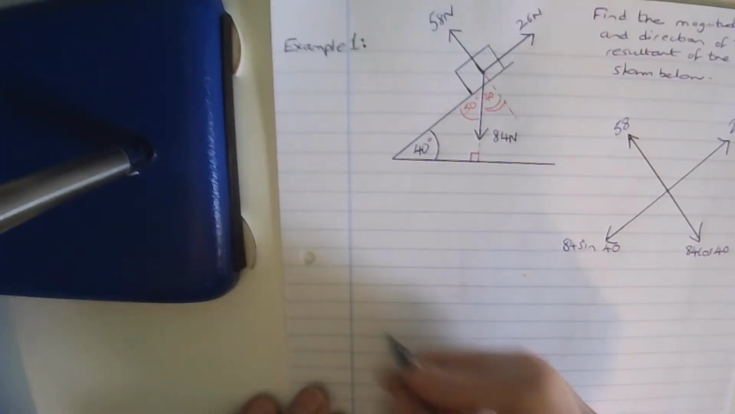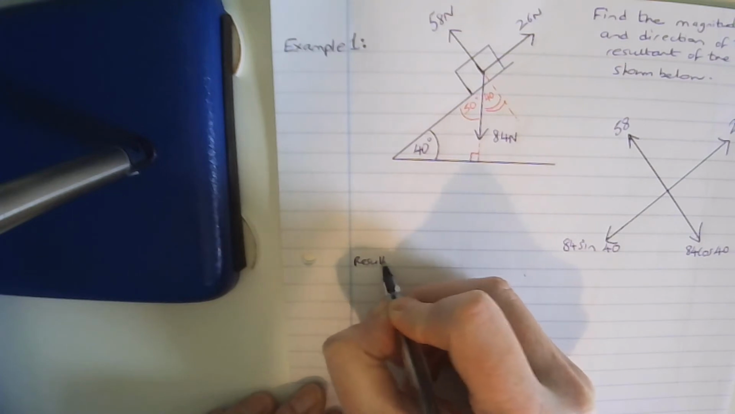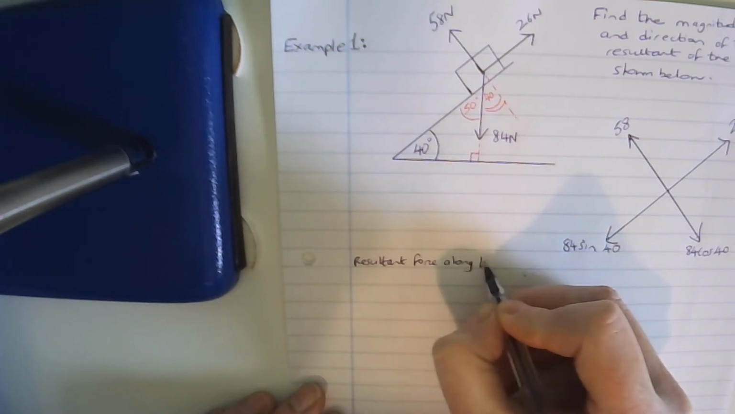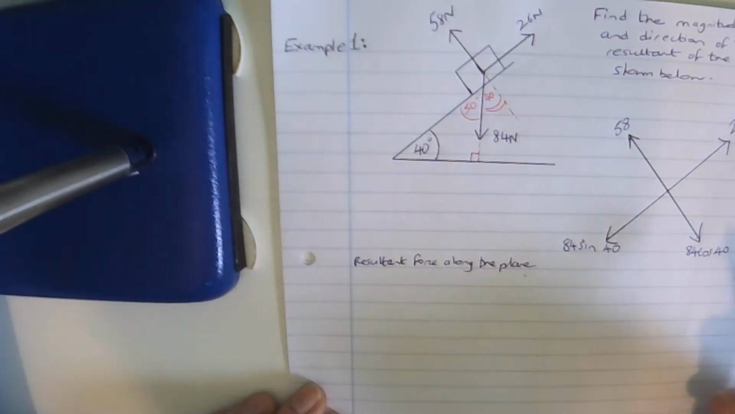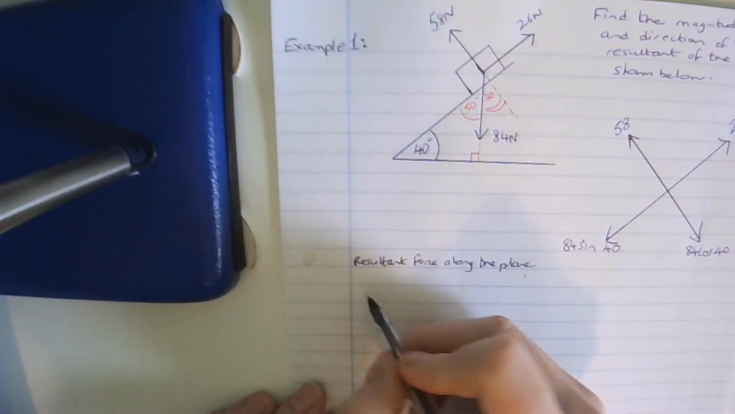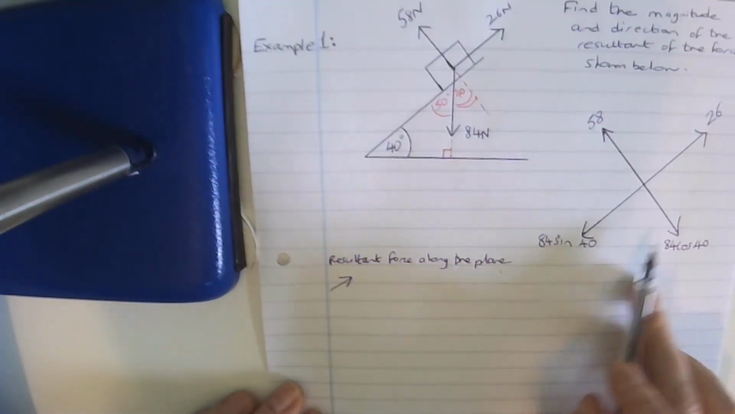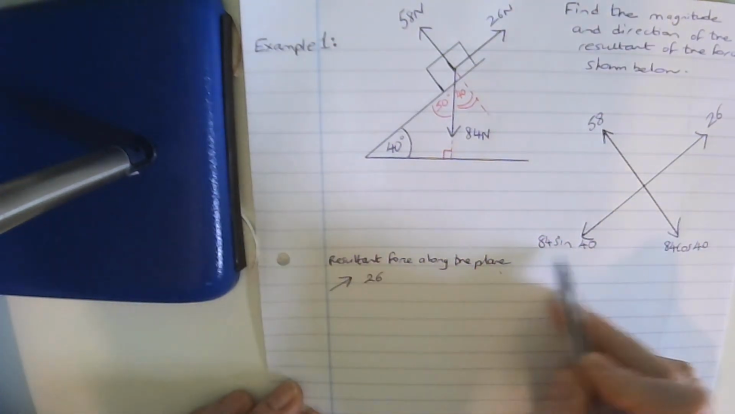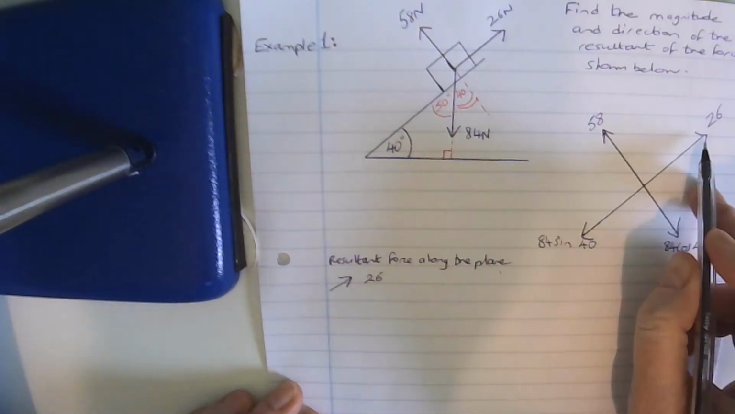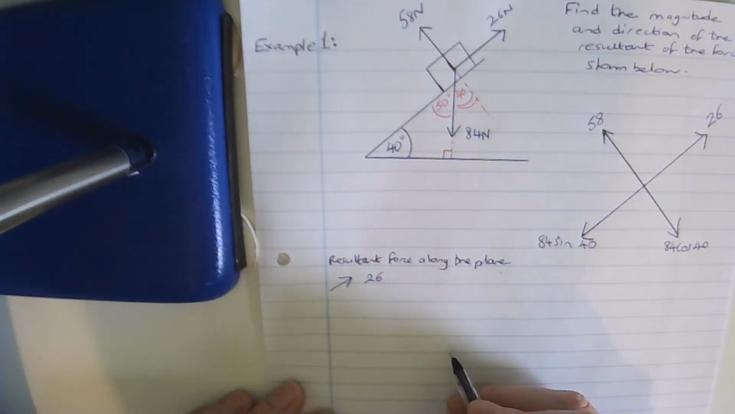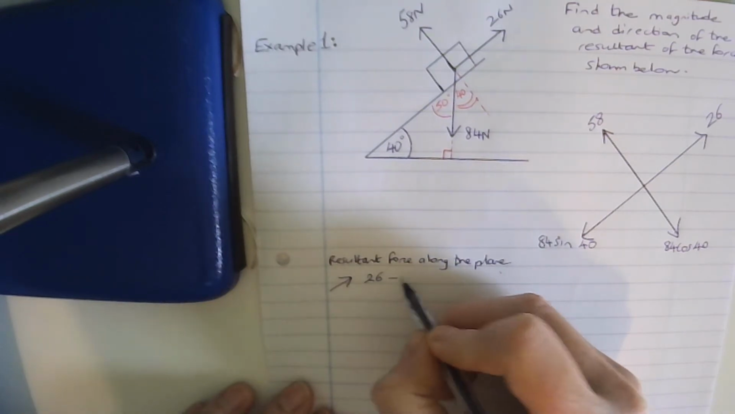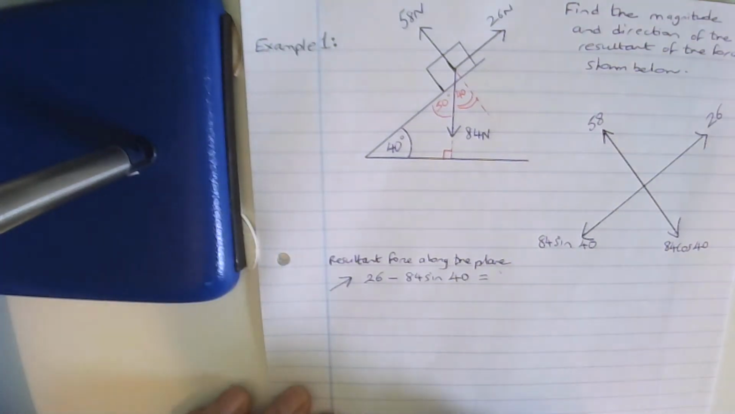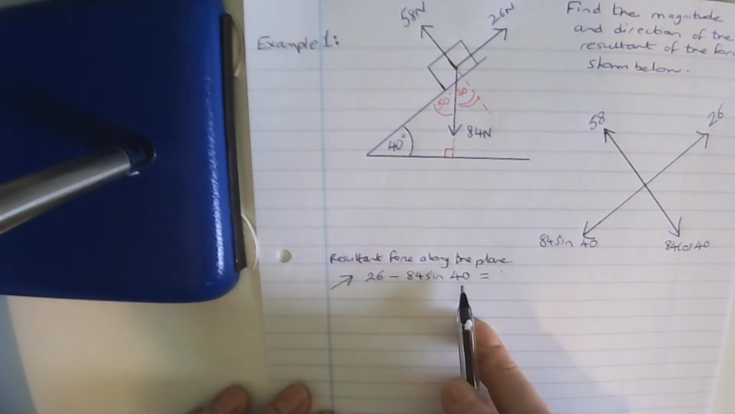So what we're going to do is work out the resultant force along the plane. We're talking about going along the plane, and I'm going to take going up the way as positive. So 26 is going up the way, and I'm just going to leave these here, I'm not going to get the values worked out yet. So 26 going up, 84 sine 40 is going in the opposite direction, so we'll have to subtract 84 sine 40. I'll work that out in a little moment, and that is going to be our resultant force along the plane.